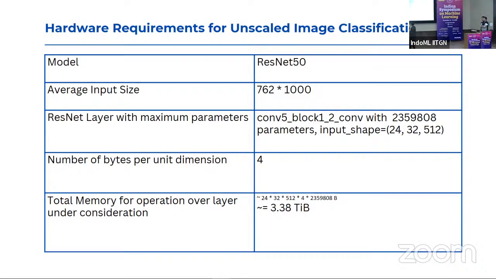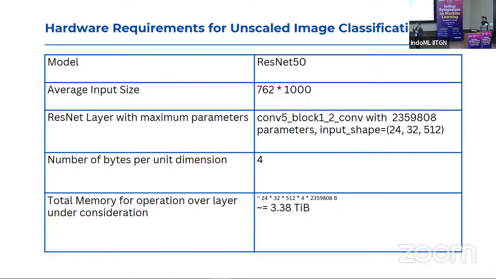The images were of size around 762 by 1000 for this classification task. If we consider the maximum parameter layer of the ResNet 50 model, it has around 2.3 million parameters and an input shape of 24 by 32 by 512. If we consider one value stored in memory as a floating point, it takes 4 bytes, and the total memory for one image classification will be around 3.3 terabytes. That's a huge amount of memory, and I don't think I can get this much memory.